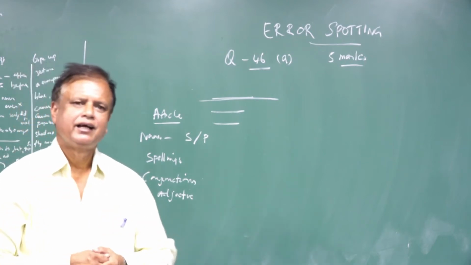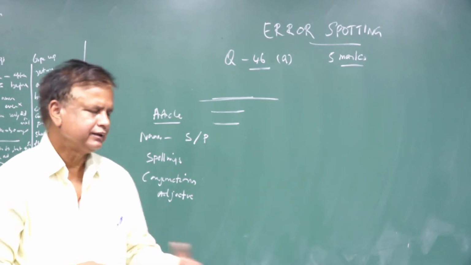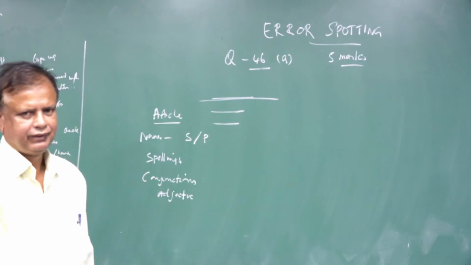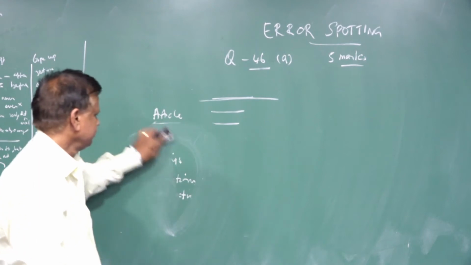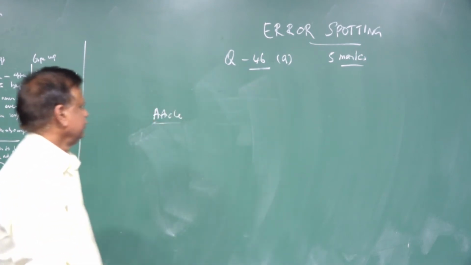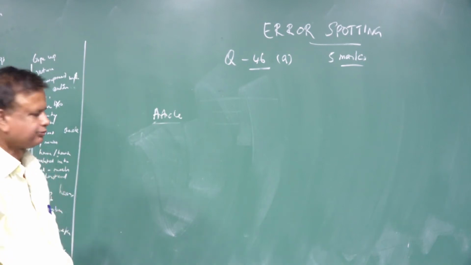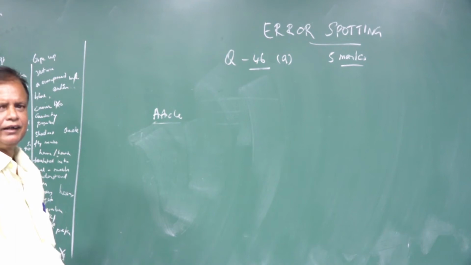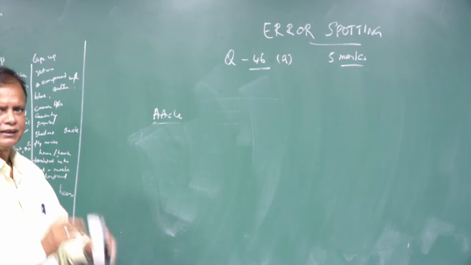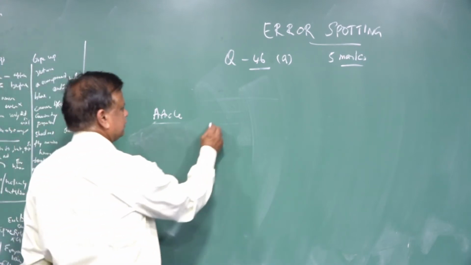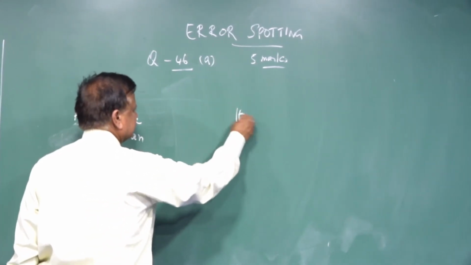Now, let us see, as far as it is possible in the given stipulated time, to look at each of these segments. Let us look at these segments individually. Now, let us take the segment articles. If the sentence contains an error in the article, it should be easily detected. What are the articles? The articles are a, an, and the.